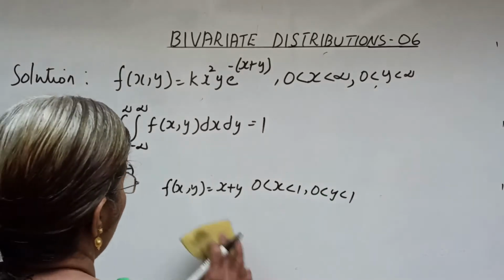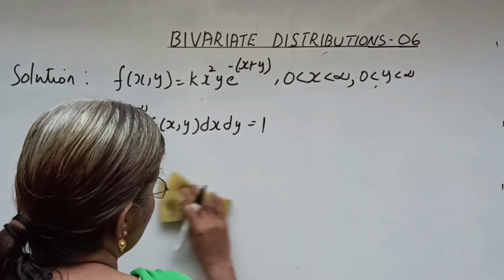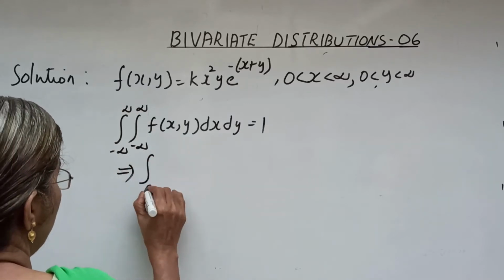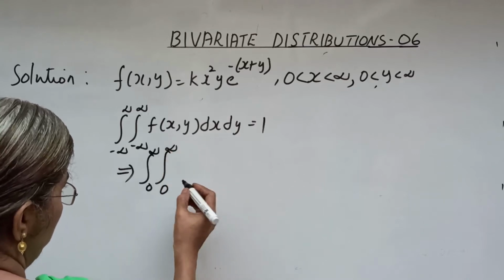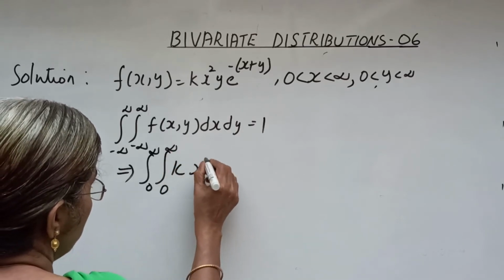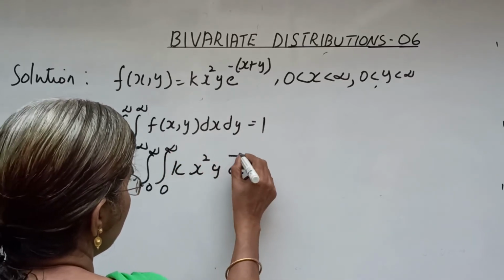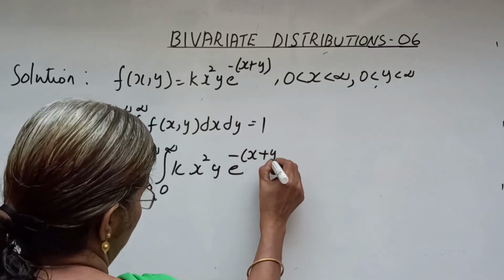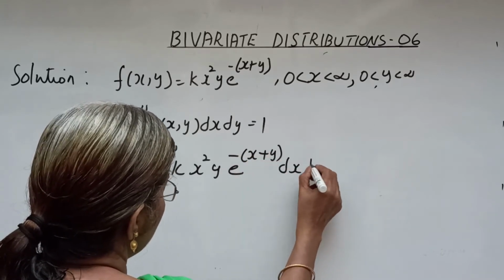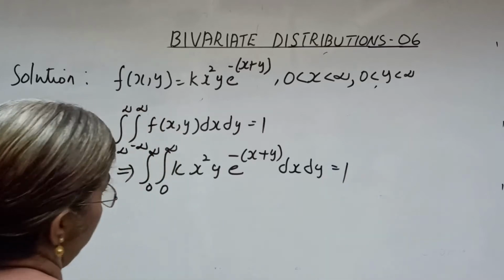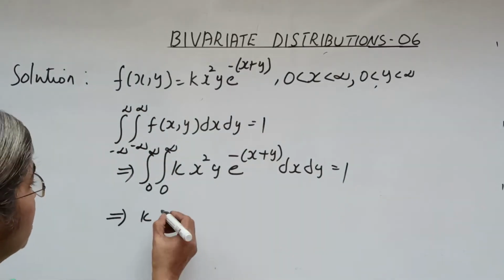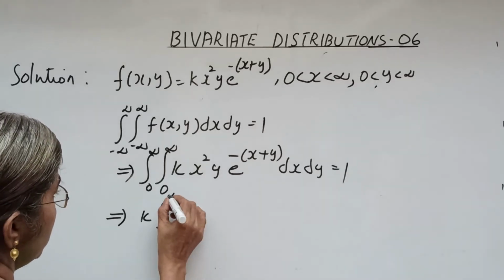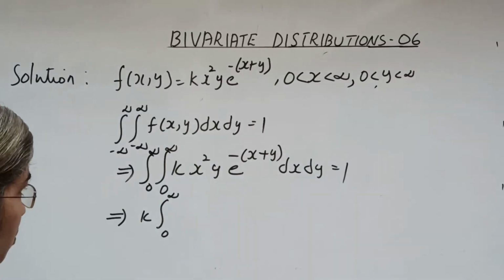So now we have integral 0 to infinity for x and integral 0 to infinity for y of k x square y e raised to minus of (x plus y) dx dy equal to 1. We can take k outside. Then this becomes k into integral 0 to infinity.